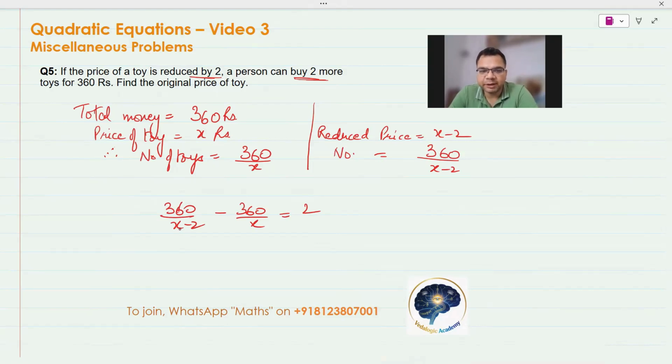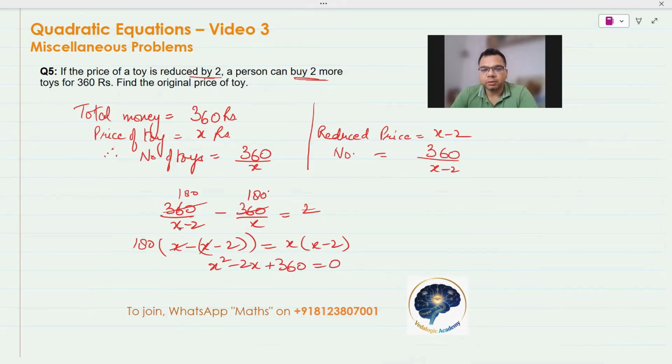And now let's try to solve. I can divide the whole thing by 2. It becomes 180, again 180 here. I'll take 180 common, and it becomes x minus (x minus 2) equals x into x minus 2. I have taken x into x minus 2 to the right hand side. So x minus x gets cancelled, leaving 2, so that becomes 360. And I'll take 360 to the right hand side. So it becomes x squared minus 2x plus 360 equals 0.